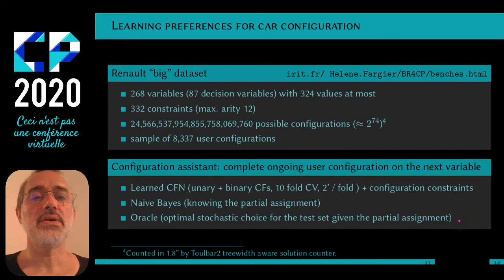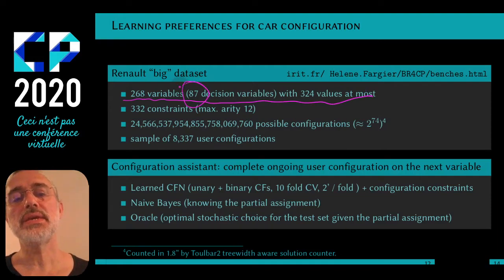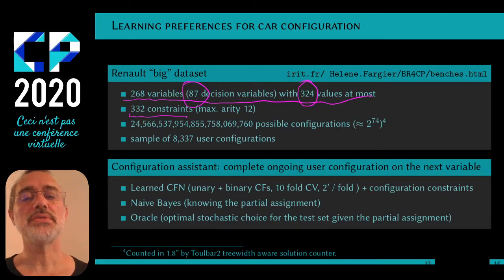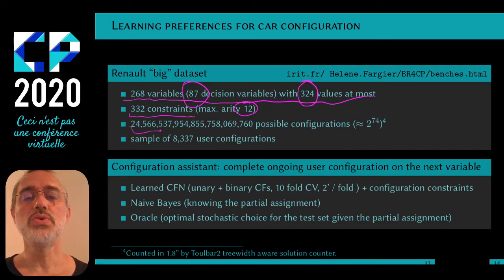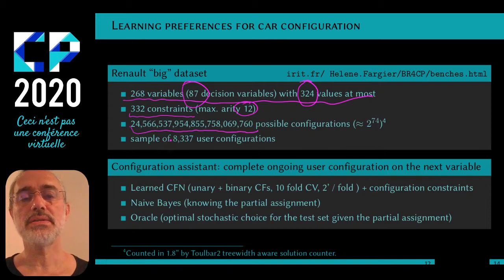We also tested this on this car configuration problem, so it's provided by Renault and Hélène Fargier. Well, you see the size of the problems. Actually, only 87 variables are decision variable. And even if there are large domains, most of the variables are Boolean. We have this number of constraints, maximum arity 12, provided as tables in XCSP format. And if you look into this, you can see that this van, because it's a van, has a huge number of possible configurations. And beyond these constraints, we have a set of roughly 9,000 user configuration.